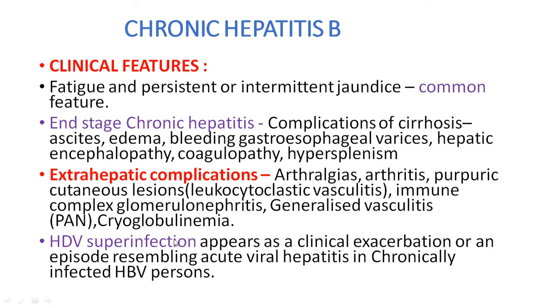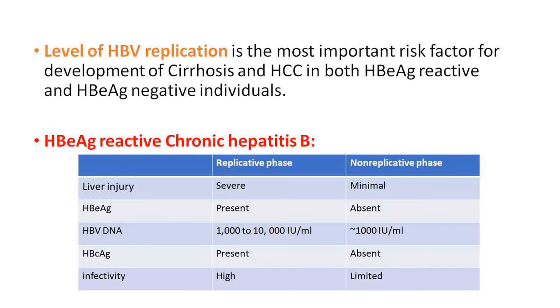Hepatitis D superinfection can also occur, appearing as a clinical exacerbation or an episode resembling acute viral hepatitis. So B and D, they go together, like there is synchronization between them. So the symptoms are all the same. B and D. So the level of HBV replication is the most important risk factor for development of cirrhosis and hepatocellular carcinoma in both HBeAg reactive and HBeAg negative individuals. So the level of HBV is very important to note, to what extent the patient is infected.